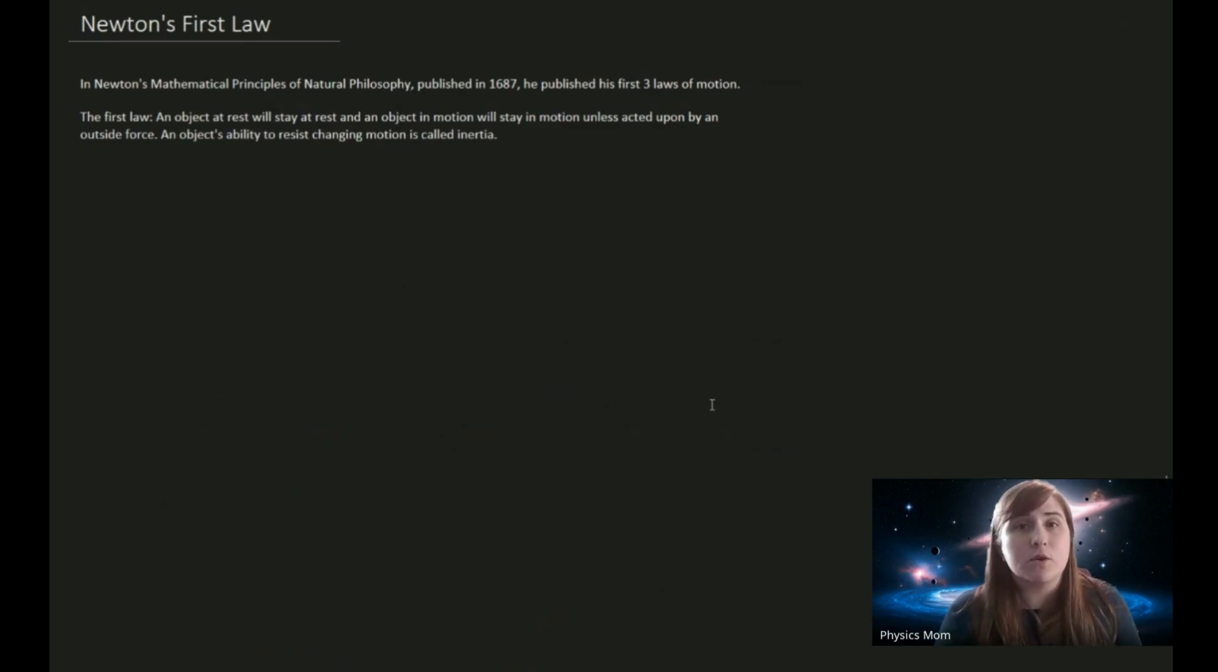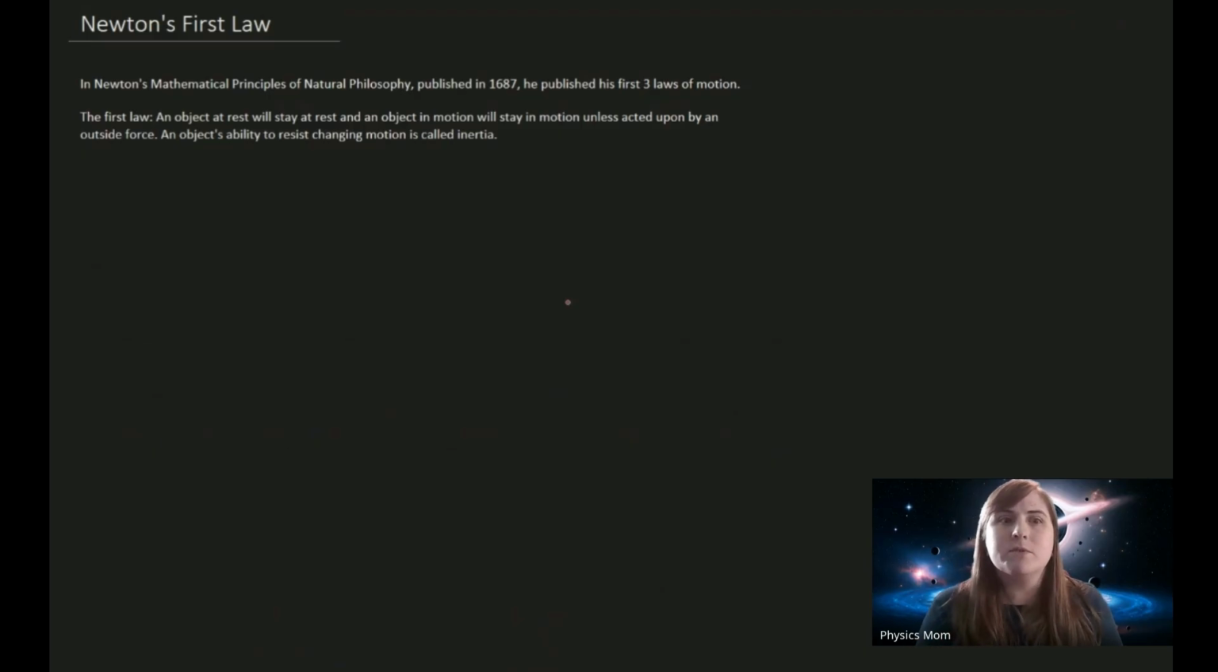This is Newton's first law of motion. So in 1687, he published his Mathematical Principles of Natural Philosophy, where he actually has all three of his laws of motion published there. The first one has to deal with objects that have mass, and objects that have mass have what he calls inertia. What this means is if an object is at rest, it's going to stay that way. If an object is moving, it's going to stay that way unless I put an outside force on it.